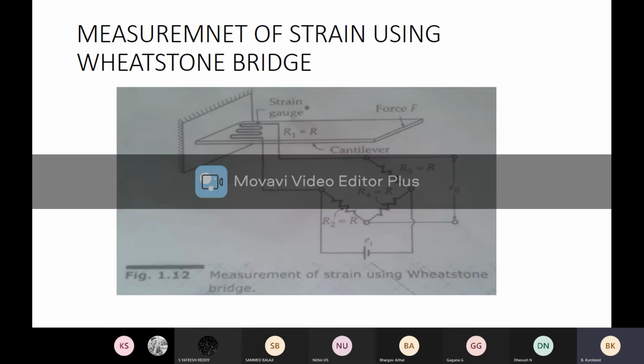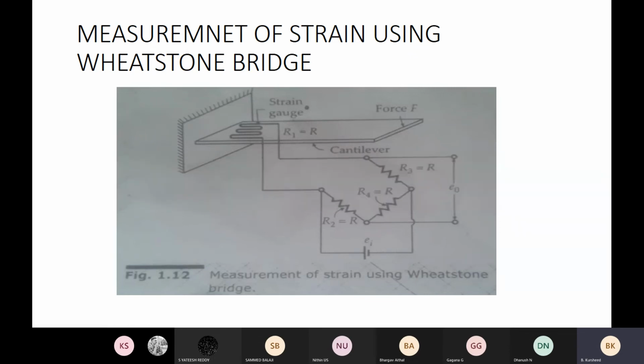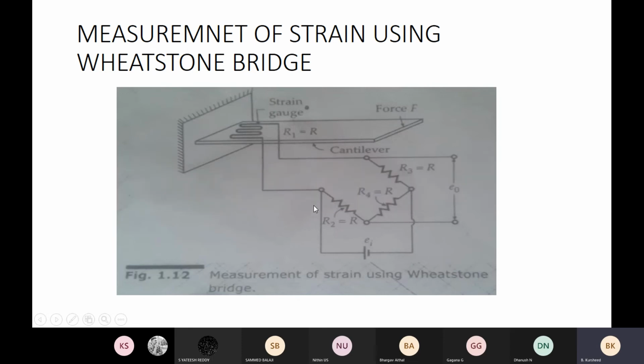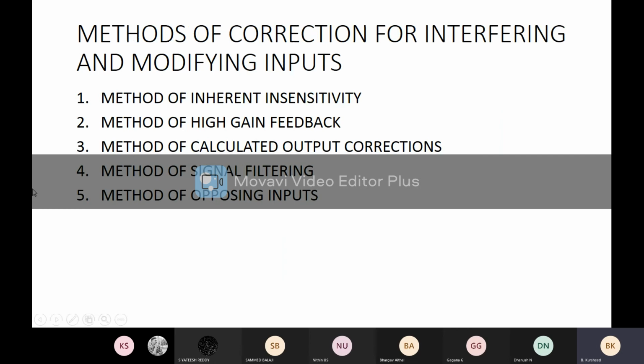If that type of material is used, then this complete strain gauge, which is used for the measurement of force and pressure, will not be affected by temperature, which is an interfering input, provided the strain gauge is made with a material which is less sensitive to temperature. If the strain gauge is made with that material, then automatically this complete measuring instrument responds only to the desired input, and it will not be affected by temperature or interfering input. Getting understood?